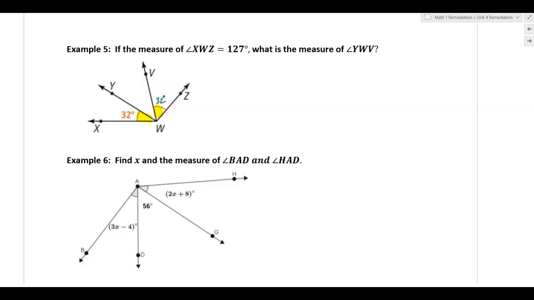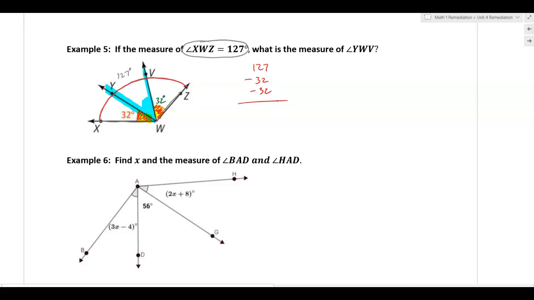Now, they're also telling me angle XWZ, so X to W to Z, this angle here, is equal to 127 degrees. Well, what I'm going to do then is find the measure of angle YWV. To find this angle, I notice that this big angle here overlaps with this angle and overlaps with this angle. So I'm just going to take the big angle, 127, and subtract the 32, subtract the other 32, because I subtract the overlapping parts.